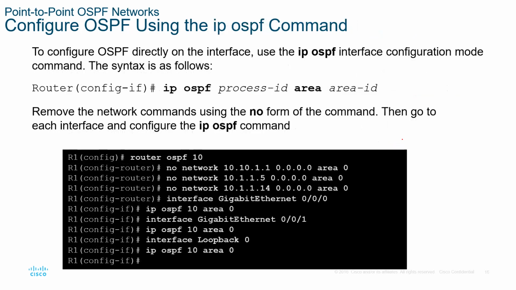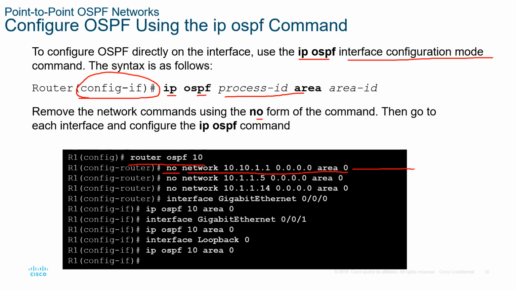Now, to configure OSPF directly on the interface, you use the interface configuration mode command ip ospf. So you go to your interface, you have to enter the interface, and then you say ip ospf, then the process ID, then area, then the area ID. First, remove the network commands using the no form of the command. So in this case, I go to my router ospf 10. Remember, we have already advertised these networks. So you use the no command and repeat the network command, and it's going to remove it. Do the same thing for the others, and it's going to remove those commands.